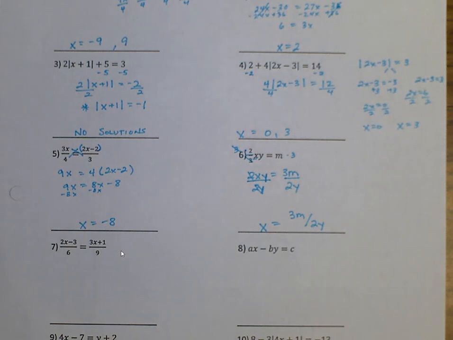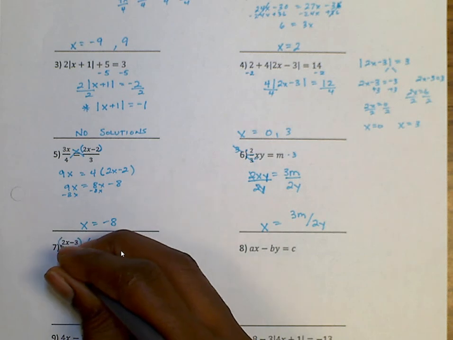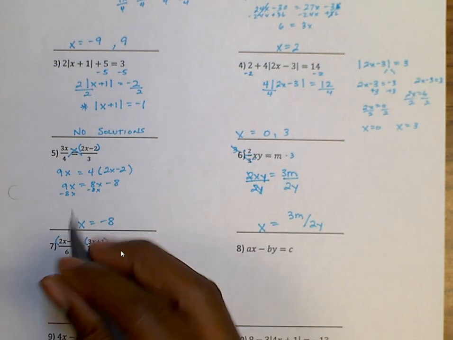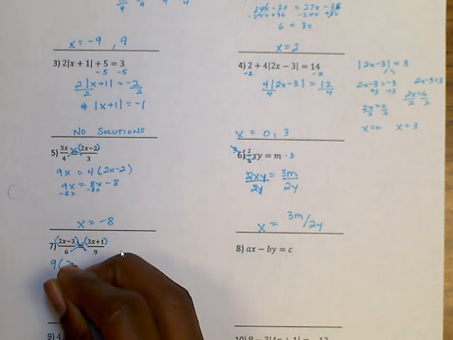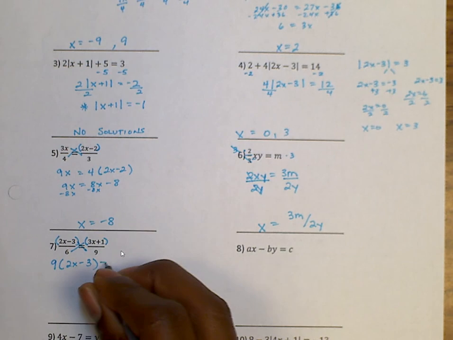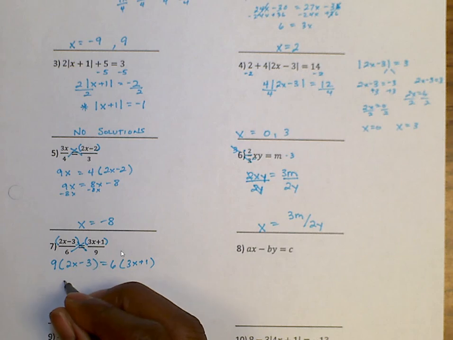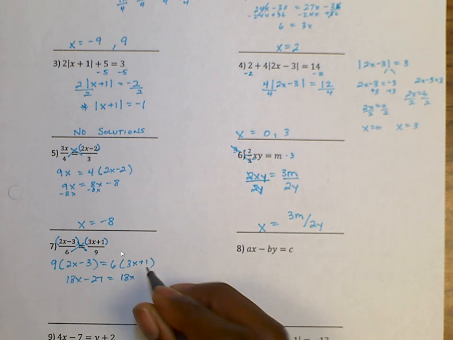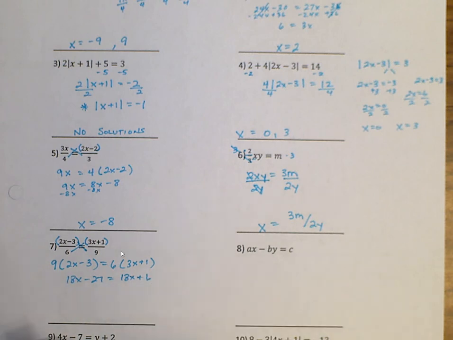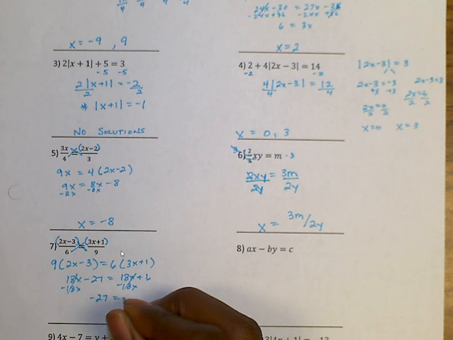Number 7, proportion. I'll make sure that I group those together so that when I cross multiply I do it correctly. So I have 9 times 2x minus 3 equals 6 times 3x plus 1. Distribute here. 18x minus 27 equals 18x plus 6. I'll subtract 18x from both sides. When I do that, I'm left with negative 27 equals 6.